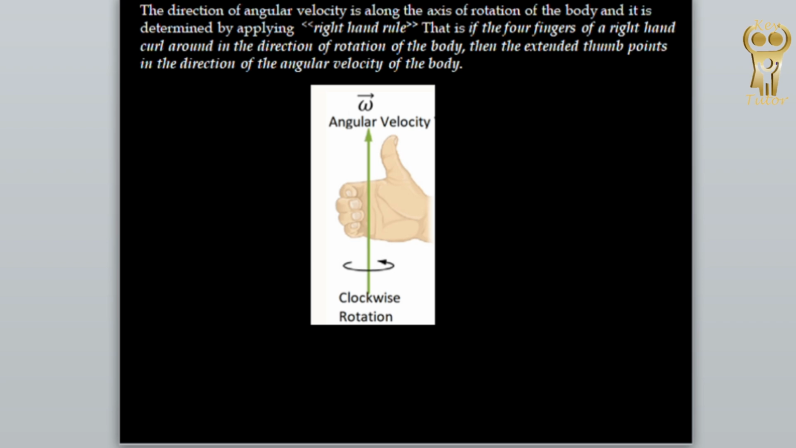Except the thumb, the other four fingers are directed in the direction of the rotation of the object. The remaining thumb extends in the direction of the angular velocity of the body.